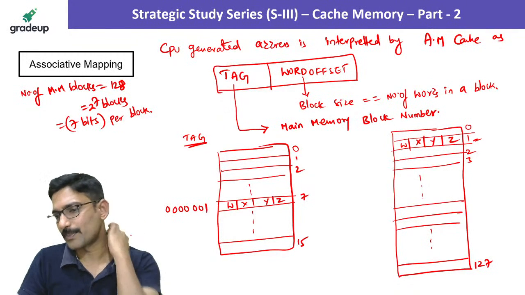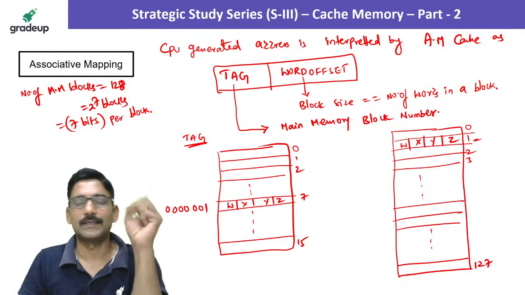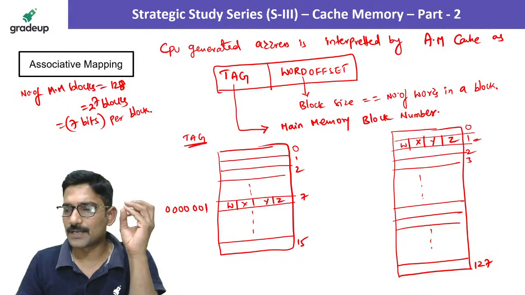As X is copied from block number 1, that is maintained as tag.